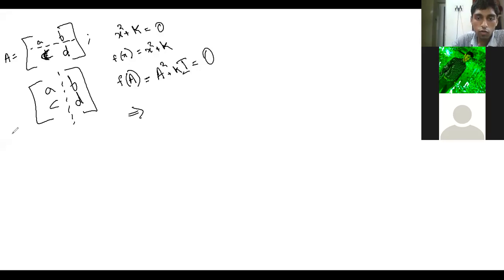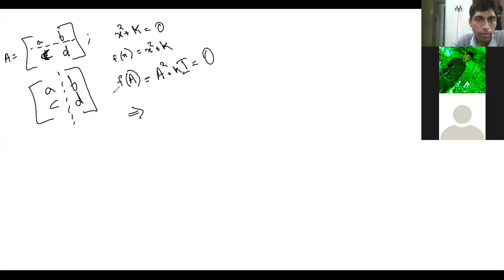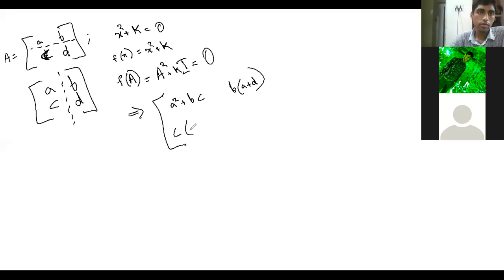At least the answer is not 4. If it is 1, it cannot be 4. And on multiplying this, a square plus bc, this becomes b times of (a plus b). This becomes c times of (a plus b).